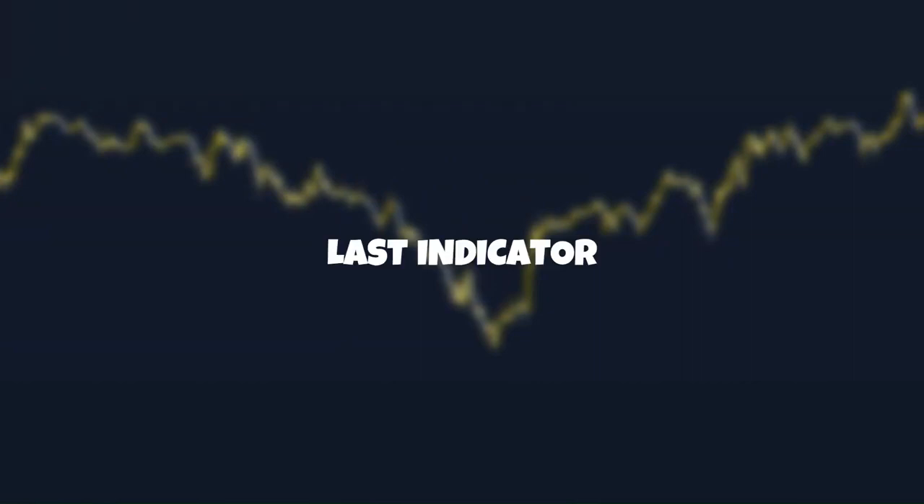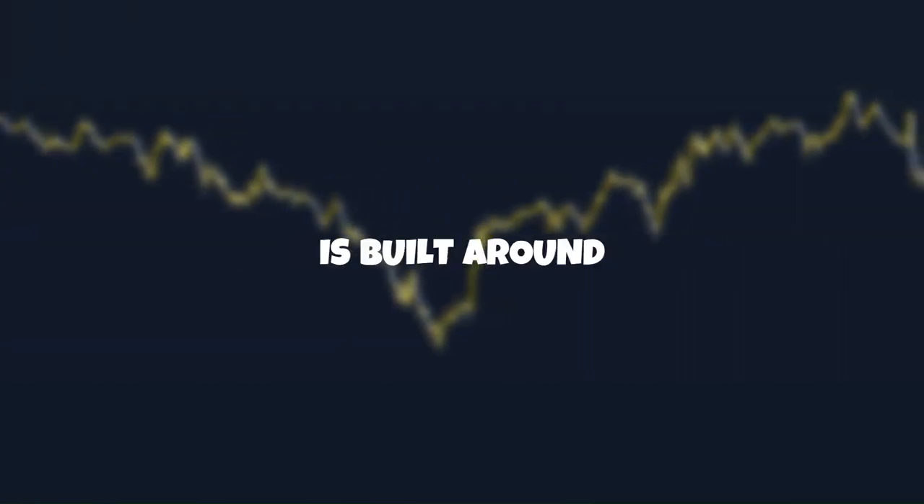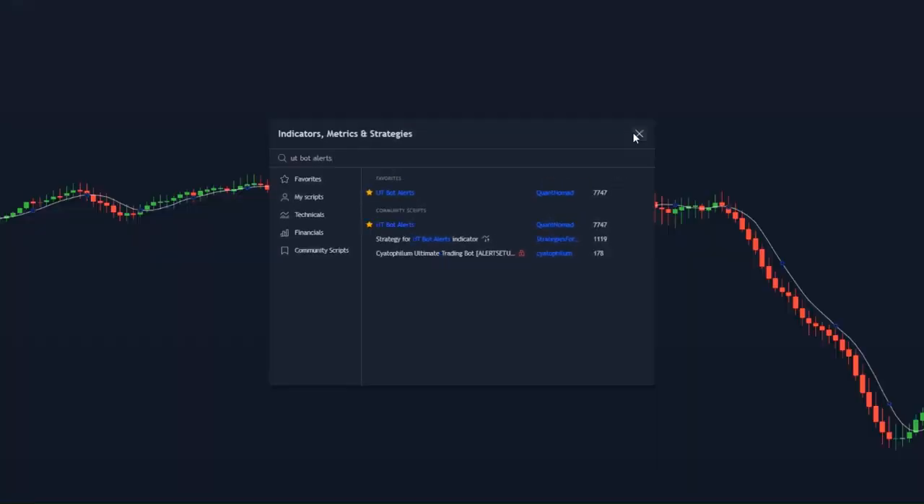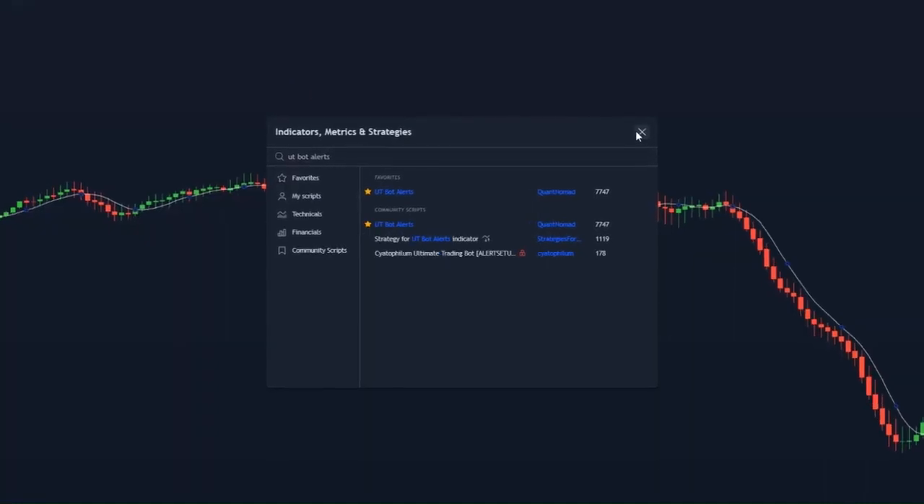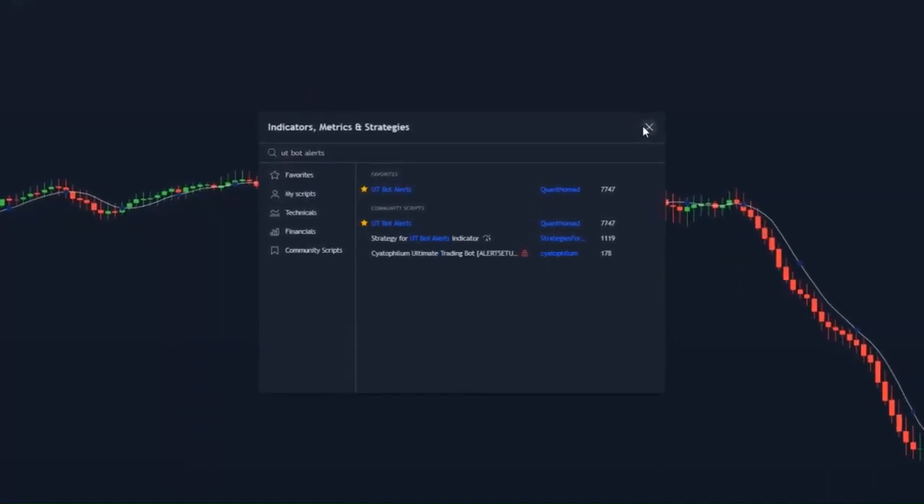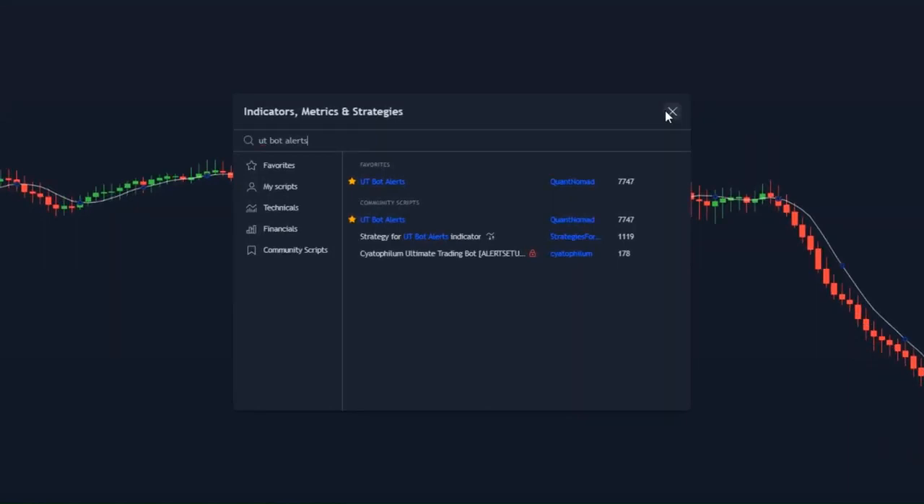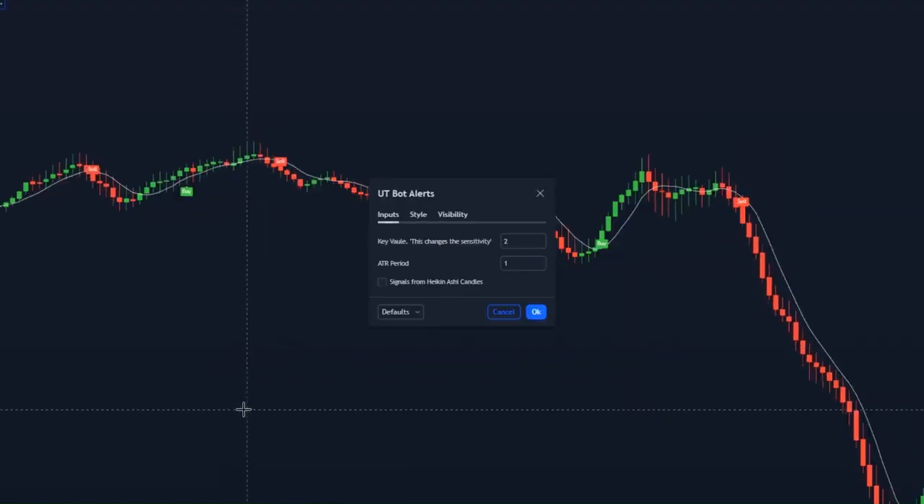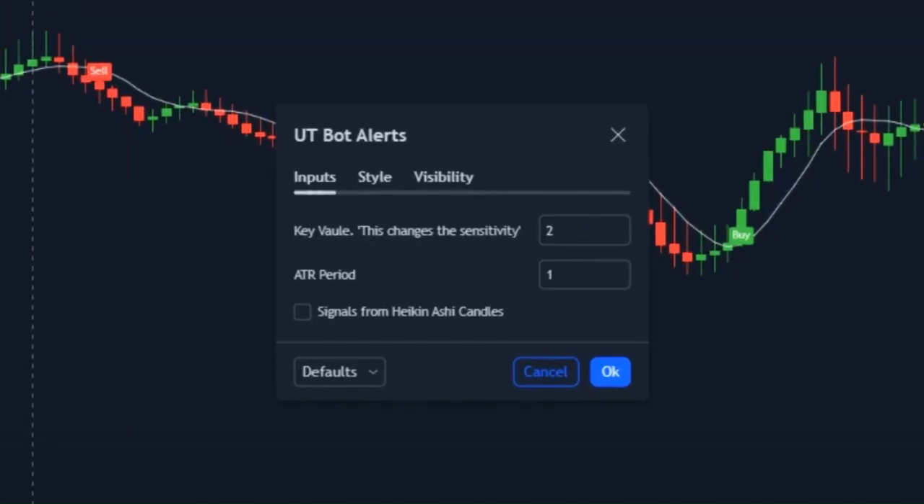And finally, for the last indicator that this whole strategy is built around, head up to indicators for the final time and type in UT Bot Alerts. In my opinion, this is the best buy sell indicator on TradingView.com, and with these settings that I'm going to share with you now, we can make huge profits and very consistent wins. Now the best settings for the UT Bot Alerts indicator: change the key value to 2 and the ATR period to 1, and make sure the signals from Heikin-Ashi candles is turned off.